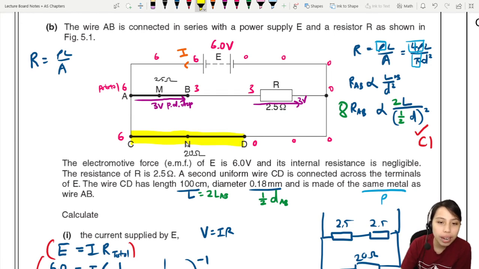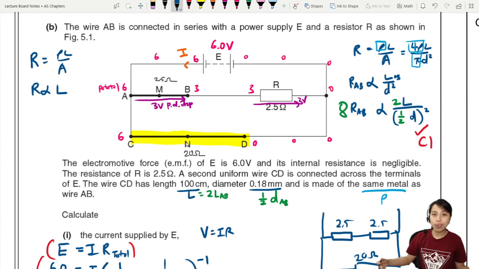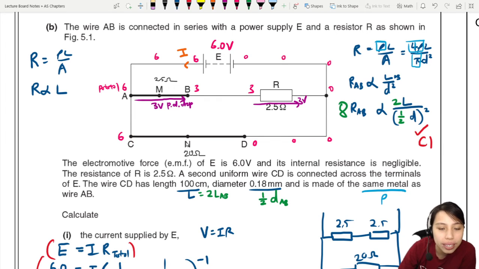If we look at the full length, what's the resistance? It's a ratio. So in this case of looking at the single wire, R is proportional to length. The longer you are, the more resistance you have. So if your full length gives 20 ohms, it means your half length is just half of that. So that will be 10 ohms here, 10 ohms here.